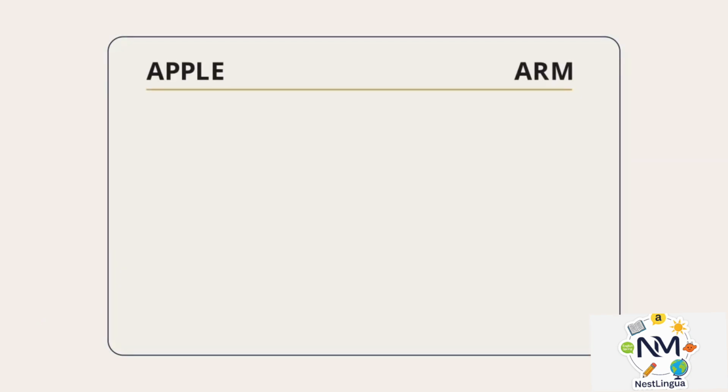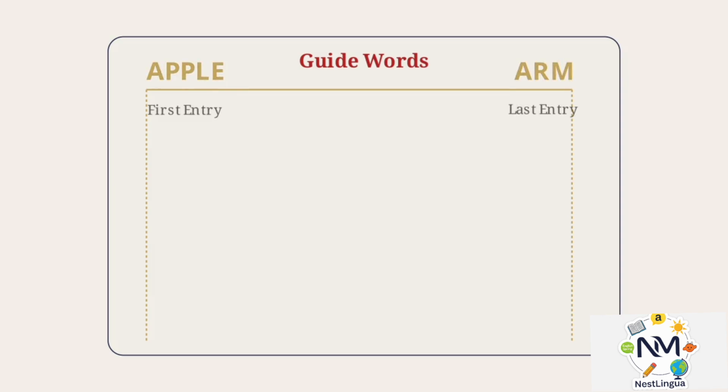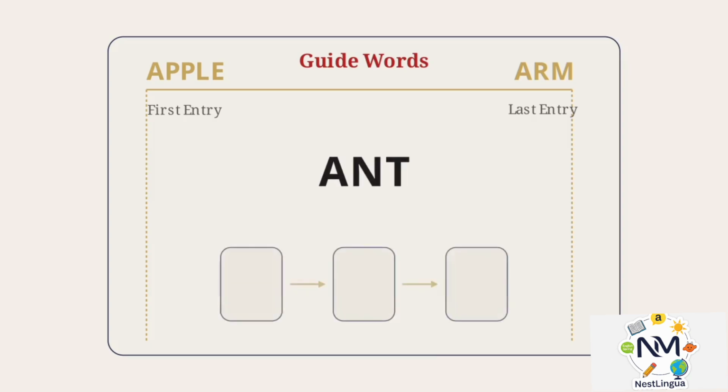This diagram shows the top corners of a typical dictionary page. These bold terms are called guide words. They are not random headings. They establish strict alphabetical boundaries. The left word is the first entry on the page, and the right word is the very last entry. Let's test this. Does the word ant belong on this page? N comes after P in apple, but before R in arm, so it fits perfectly inside this specific alphabetical window.